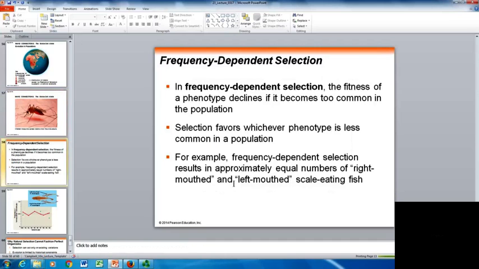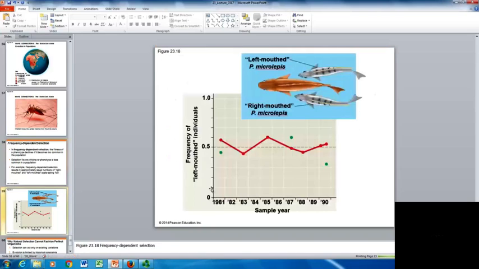In frequency-dependent selection, the fitness of a phenotype declines if it becomes too common in the population. So selection favors whichever phenotype is less common. For example, frequency-dependent selection results in approximately equal numbers of right-mouthed and left-mouthed scale-eating fish. If you have too many right-mouthed fish, there is not going to be enough of the left side of the prey fish available for all of them to eat. So if you are a rare fish that can eat off the other side, you're going to have more food available and less competition.